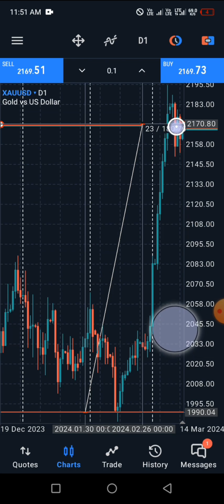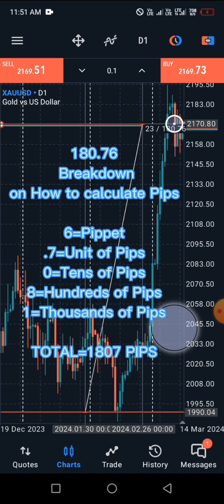Remember that the last number is a fractional pip also. So we start calculating our pips from the second decimal, which is the 7. So this one is a unit, the 7 is in unit, the 0 is in tenths, the 8 is in hundreds, while the 1 is in what? In thousands.